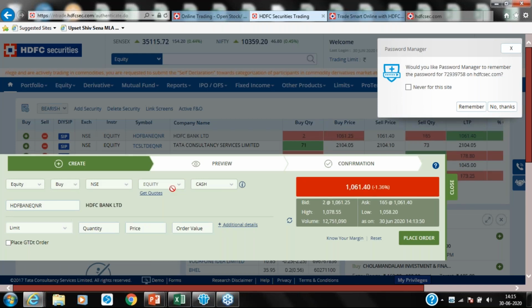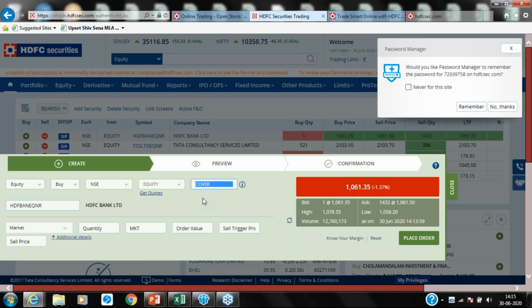As I told you, the only difference is that in the product section, where you can see cash, you have to change it to cover order. That's it. Everything will remain as it is. The current price is around 1061 level, so it means the stock will be bought at this price. We have to enter the quantity. So I'm entering 100 quantity. 100 quantity will be bought of HDFC Bank at a market price on the NSE exchange.